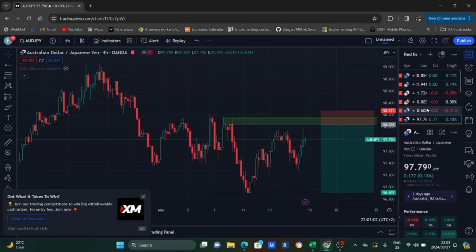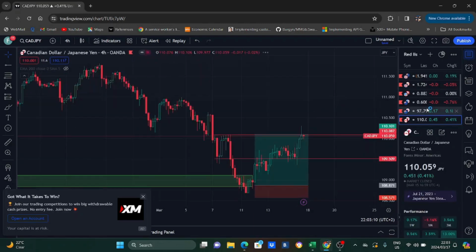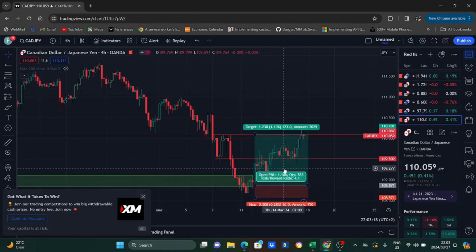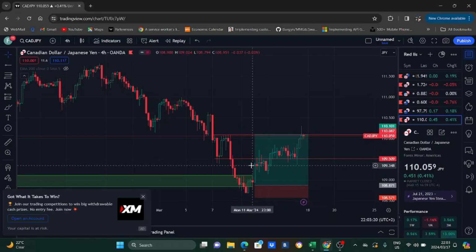Let's look at AUDJPY. This one's still not triggered. I'm waiting for a trigger. CADJPY TP hit. CADJPY TP hit. With this one, the trigger happened. Right, the trigger happened and I was taken out, and I've entered again.